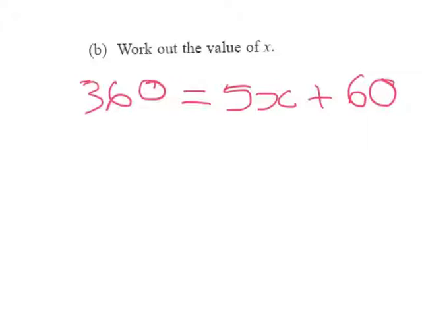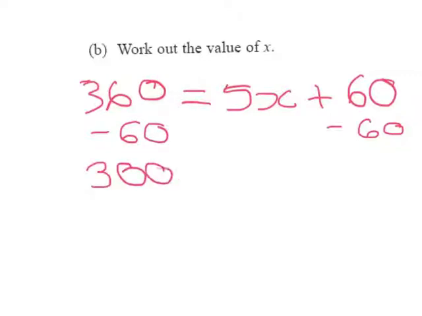To get rid of that x, we need to first of all take away this 60. We do the inverse. The inverse is add 60 is take away 60. If we do it to one side, we must do it to the other side for it to remain balanced. If we take away 60 from both sides, that leaves 300 on this side. This will equal 5x on this side, because the 5x is not touched. It's not affected by the 60, but the 60 take away 60, well, that's gone, that becomes 0.